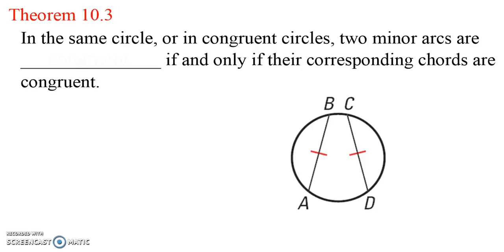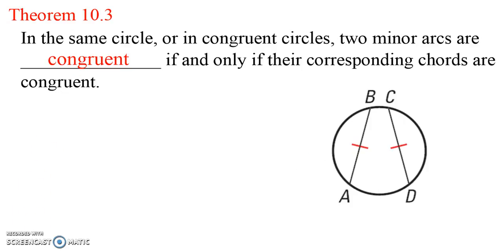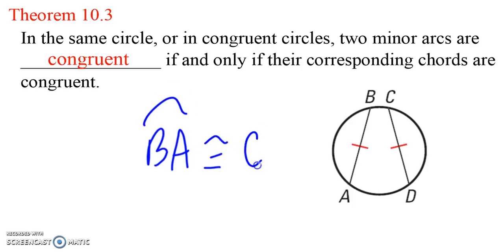So right away, chapter 10, section 3 starts with theorem 10.3, and it says in the same circle or in congruent circles, 2 minor arcs are congruent if and only if their corresponding chords are congruent. So what they're trying to say is, if chord BA and chord CD are the same, then arc BA must be congruent to arc CD. This arc here must be congruent to this arc here.